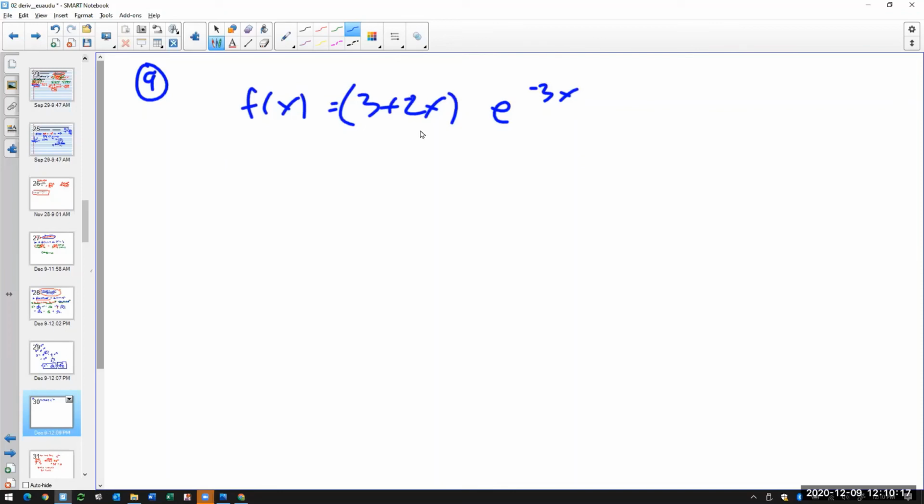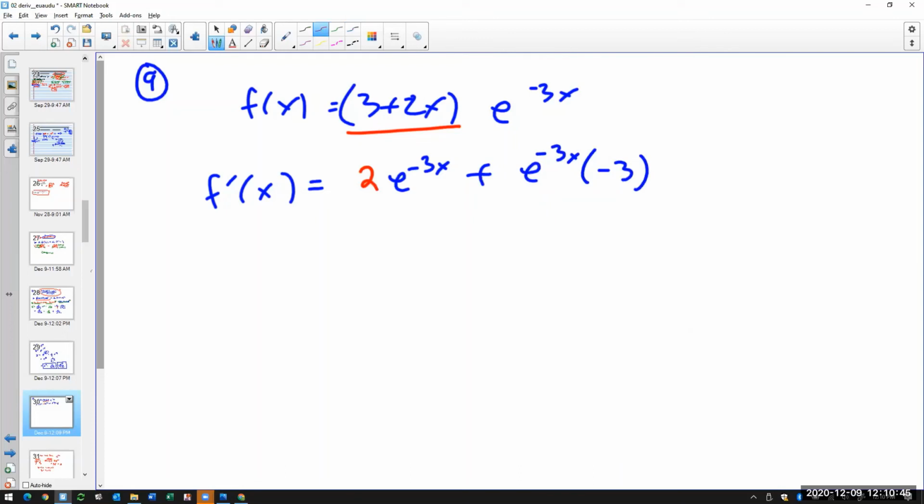Okay. Is this right, guys? Okay. So we're going to take the first derivative of this. This is going to be product rule. So it'll be the derivative of the first, which is just 2, times the second, which I just copied, plus the derivative of the second. The derivative of this would be e to the negative 3x times the derivative of your exponent, which is negative 3. And then you need to make sure you multiply back by the first. So derivative of the first times the second plus derivative of the second times the first.